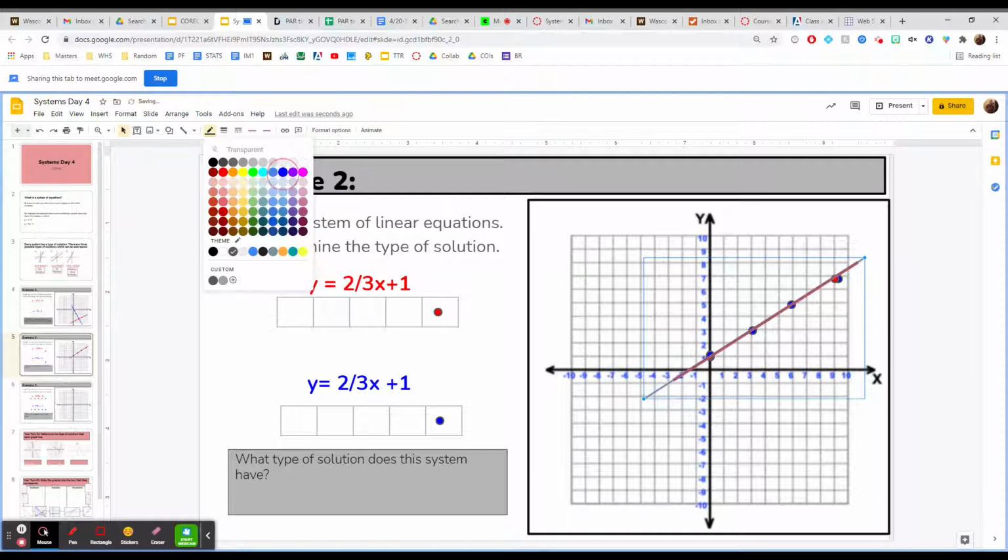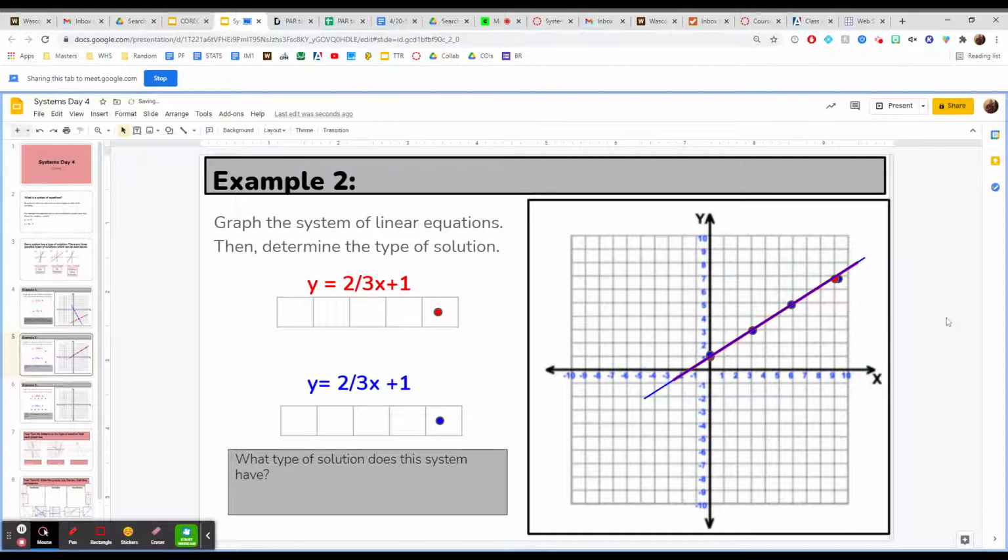Now, if I make it blue and the same. Now you see how the two lines are exactly on top of each other. When that's the case, then we say that every single point that the lines touch is a solution. Therefore, to answer our question, what type of solution we have in the system, we have infinitely many solutions.